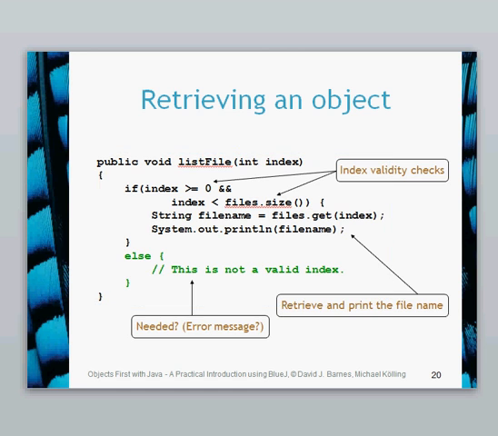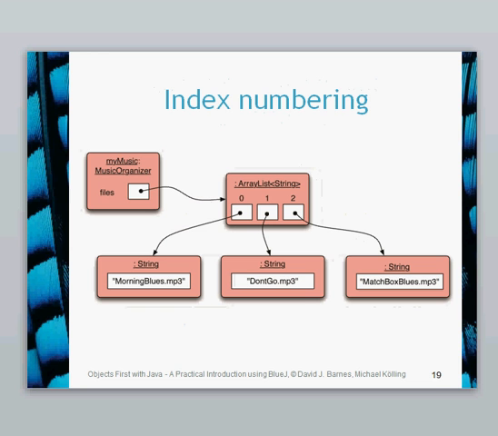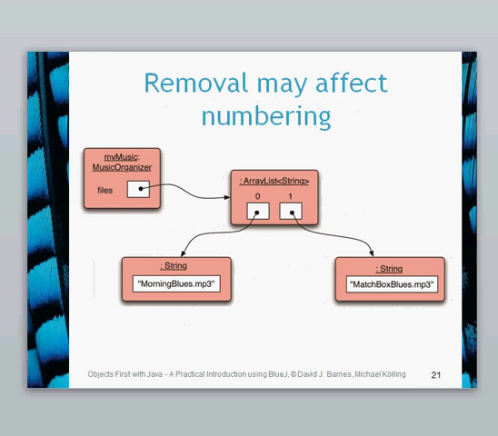The numbering may be affected, so we may need to deal with this in code. For example, previously we had Morning Blues, Don't Go, and Matchbox Blues, whereas now we've removed the Don't Go string, and all of a sudden Matchbox Blues has been given a slightly different index number, so we need to be aware of that as we do our programming.